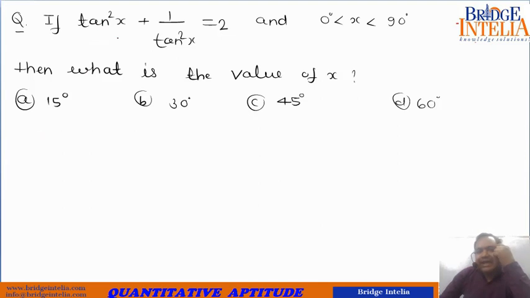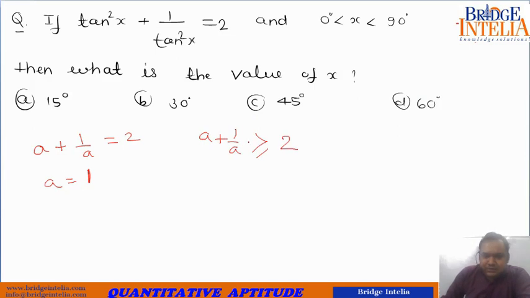If tan square x plus 1 by tan square x is equal to 2. You see, in conditions such as this, whenever it is given that a plus 1 by a is equal to 2, you have to assume that a is equal to 1. There is no other way out, because the minimum value of a plus 1 by a is 2. It is the minimum value, and the minimum value itself is given. So this occurs only when both the terms are equal, so it occurs only when a is equal to 1 by a.